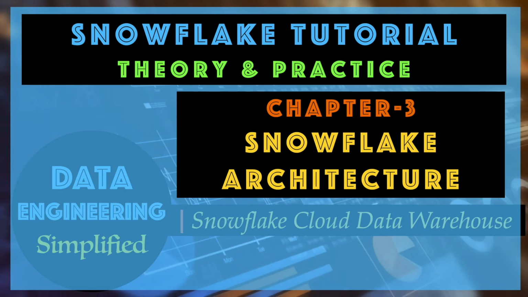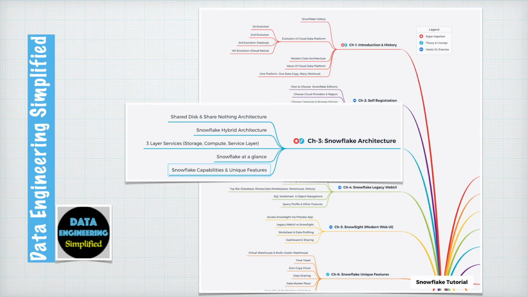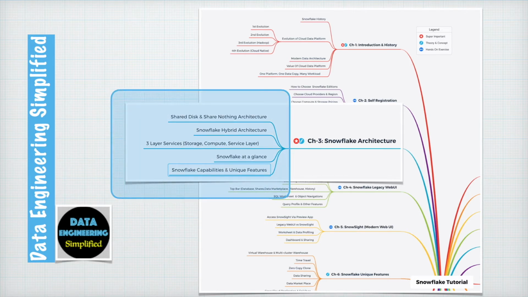So let's start with our third chapter, Snowflake Architecture. What we are going to cover in this third chapter: we will primarily cover what is shared disk and shared nothing architecture, Snowflake's hybrid architecture, which makes it very unique, the three-layer services: storage, compute, and service layer, Snowflake at a glance, Snowflake capabilities and unique features.